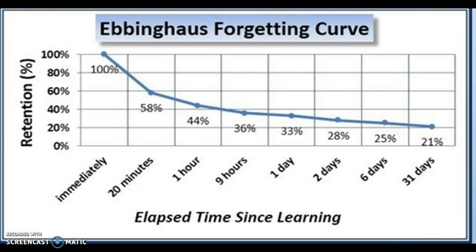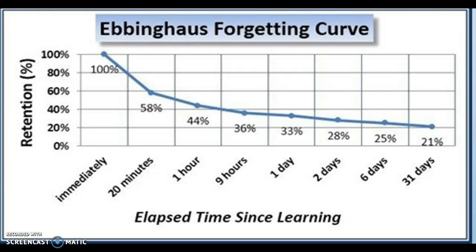So Ebbinghaus was an individual who in 1885 did an experiment where he gave a list of what they called nonsense 3-letter words, and he asked the question, how long do you think you would remember them? How long would it take for you to remember at least half of them? He asked these questions, and he monitored a survey group.